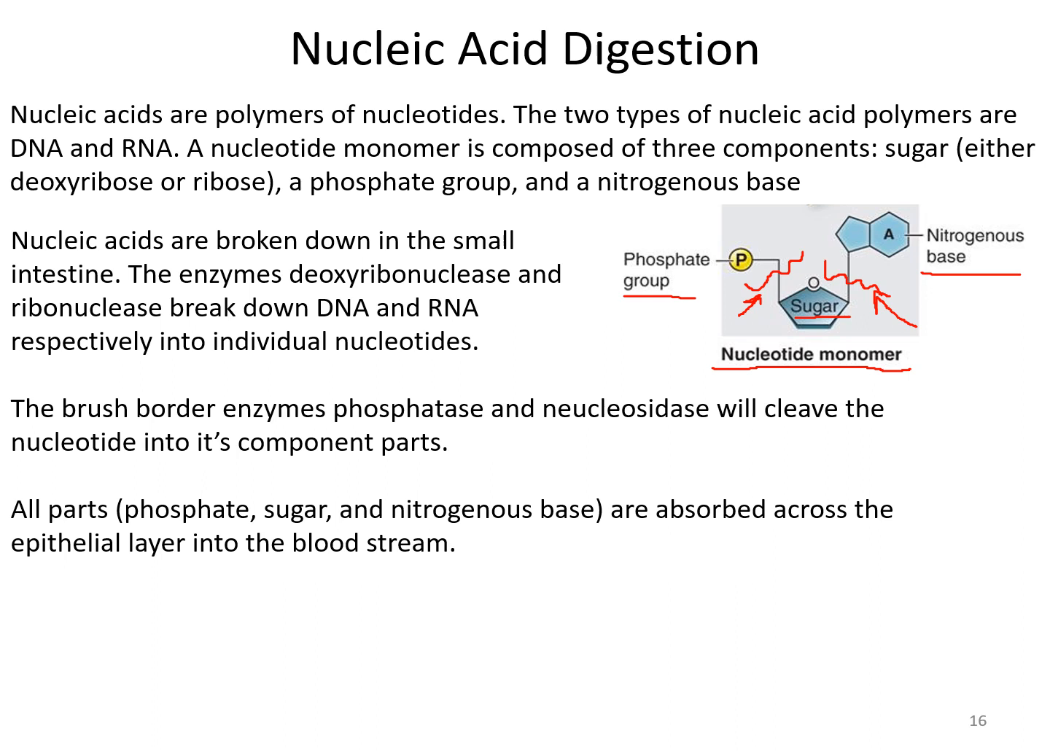And then all of the individual parts, the phosphates, the sugars, and the nitrogenous bases, are going to get absorbed across the epithelial layer into the bloodstream.